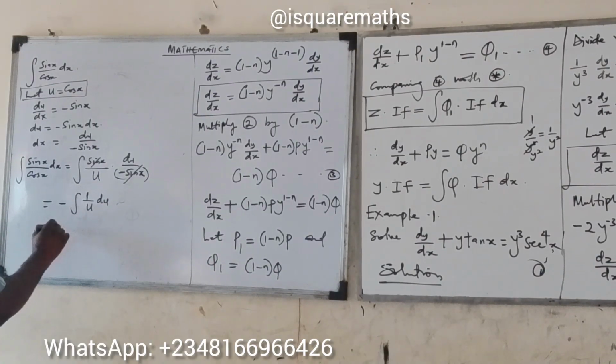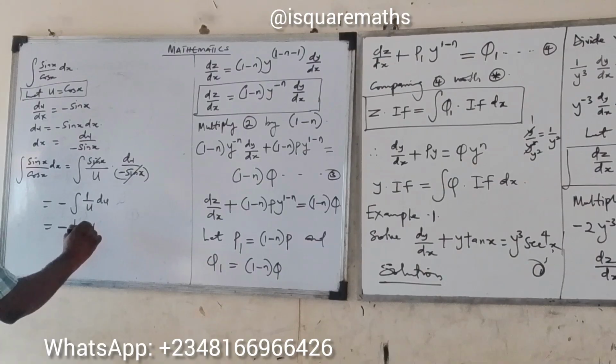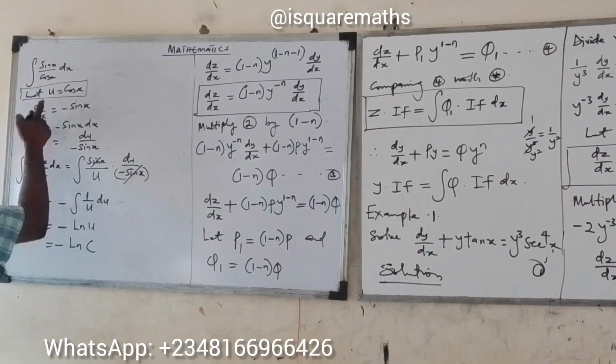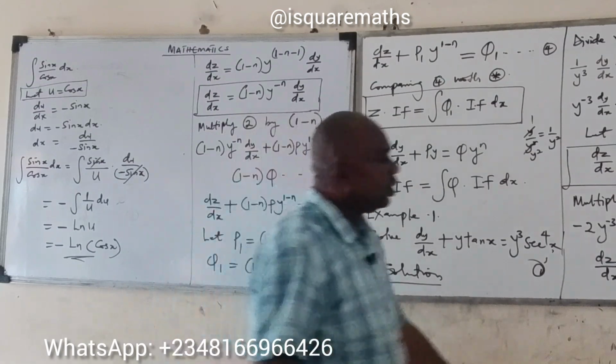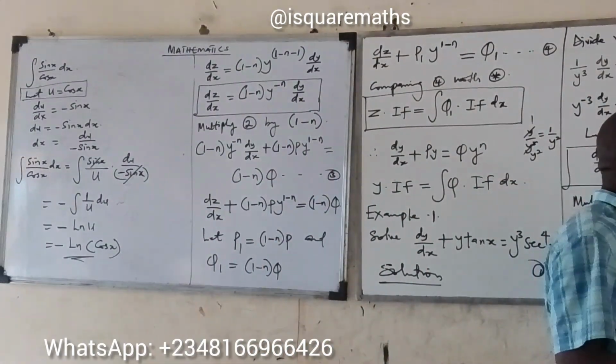And when you integrate 1 over u, it gives you ln u. So here we have minus ln of the value of our u. Remember we said let u be equal to cos x. So we have minus ln cos x. That's how we actually got this value.